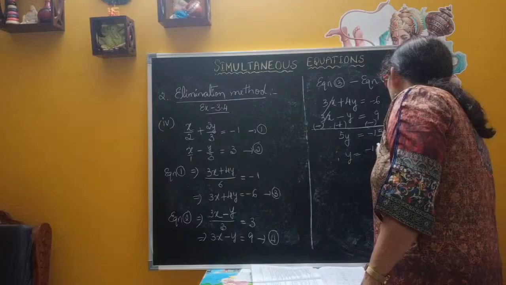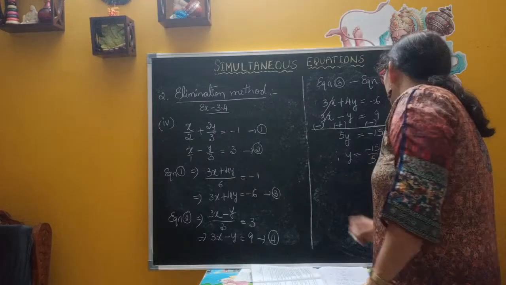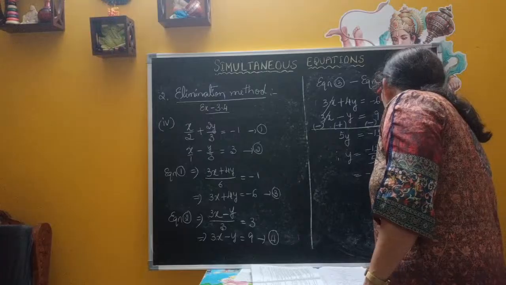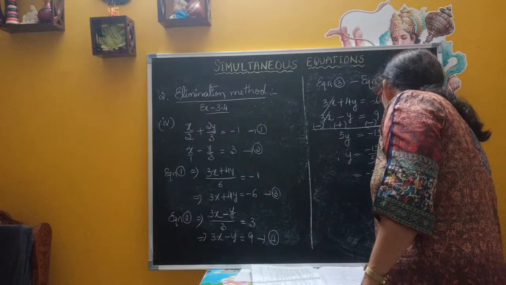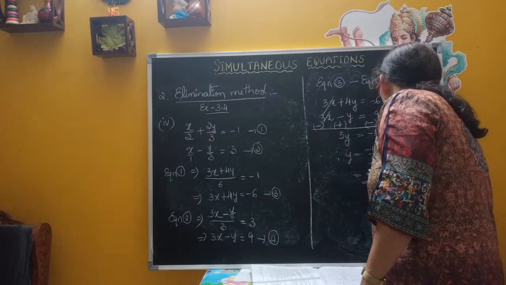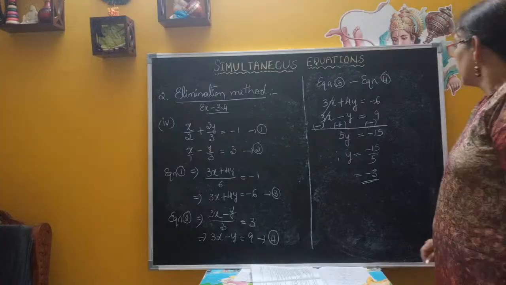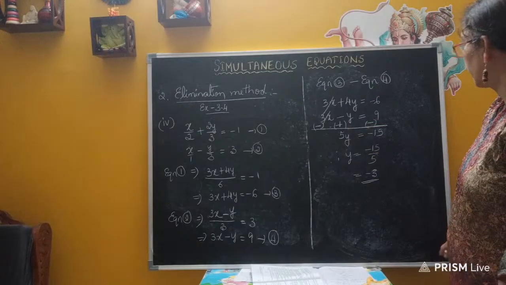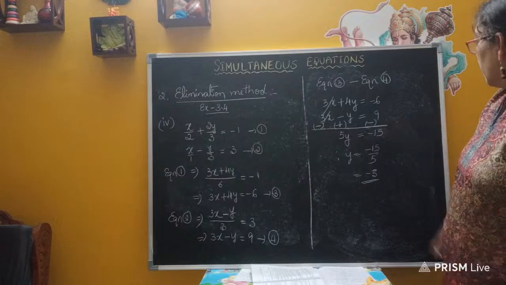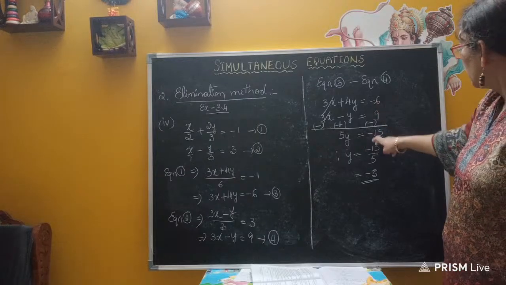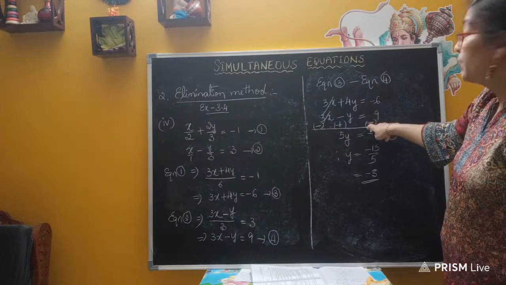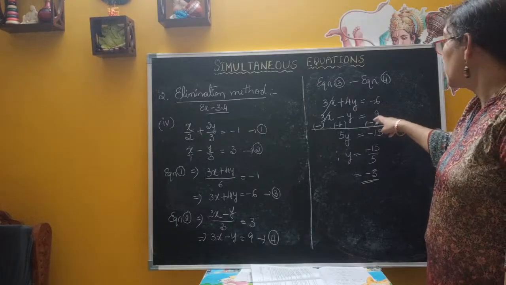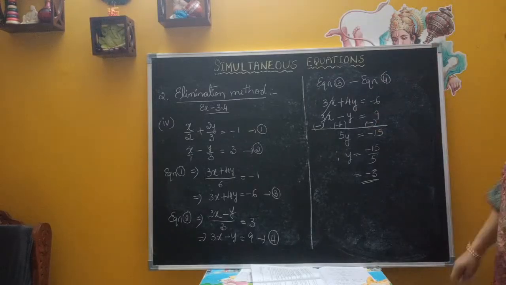So what do we get? Minus 15 by 5. Answer is minus 3. 5 ones are 5, 5 3s are 15, minus 3. Y value is minus 3. Here we got minus 15 because both are having the same sign, so that should be added and put the same sign, or the greater number's sign. Greater number is 9. It has the minus sign only.